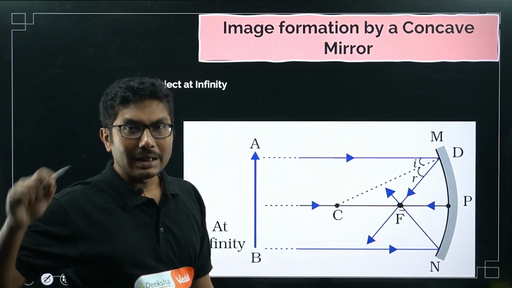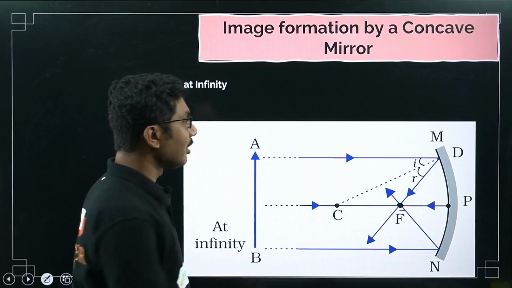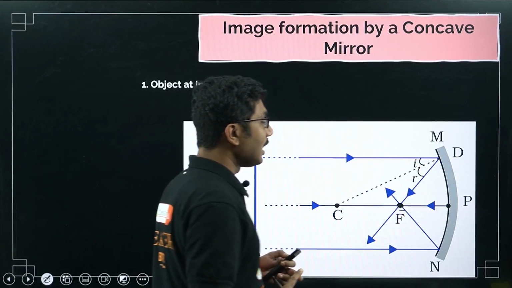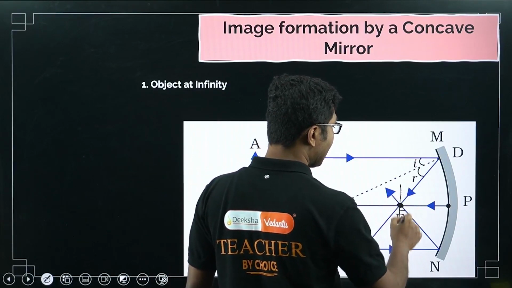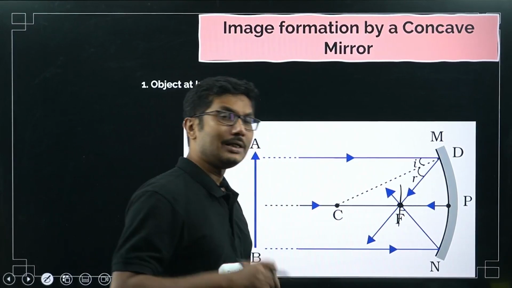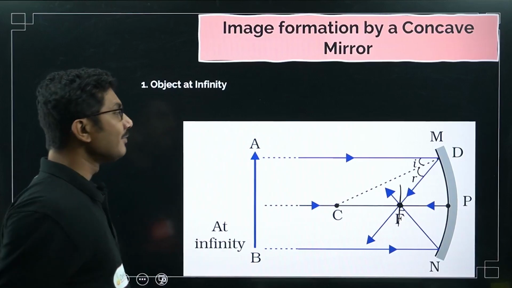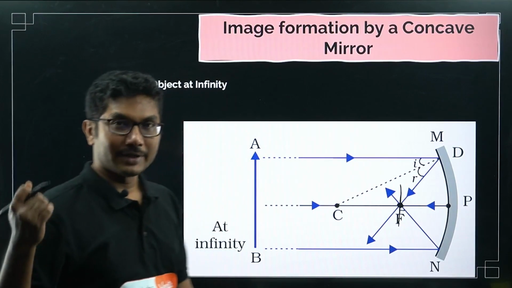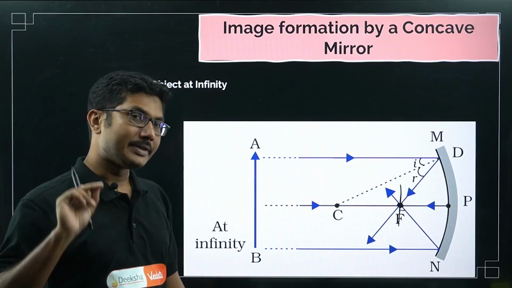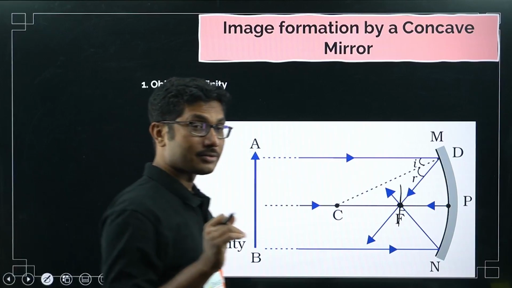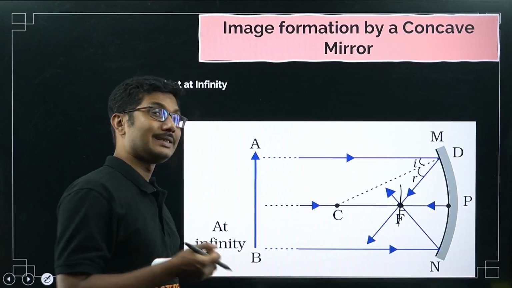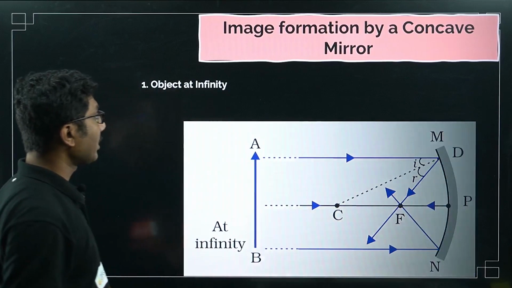The image will be real and inverted. Why real? Because the rays are actually meeting at a point. If you place a photographic plate here, you can capture that image, so this is a real image. And it is inverted because real images formed by mirrors are always inverted. A concave mirror can also form virtual images, but those are not inverted, they are erect. We'll see that.